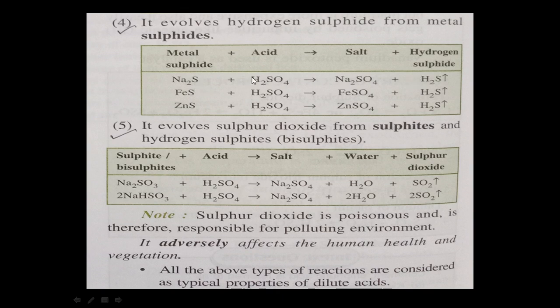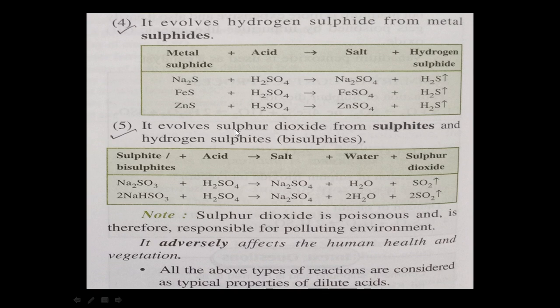Sodium sulfide combines with sulfuric acid to give sodium sulfate plus hydrogen sulfide. Iron sulfide reacts with sulfuric acid to give iron sulfate plus hydrogen sulfide. Zinc sulfide reacts with acid to give zinc sulfate plus hydrogen sulfide. Similarly, it evolves sulfur dioxide from sulfites and hydrogen sulfites.